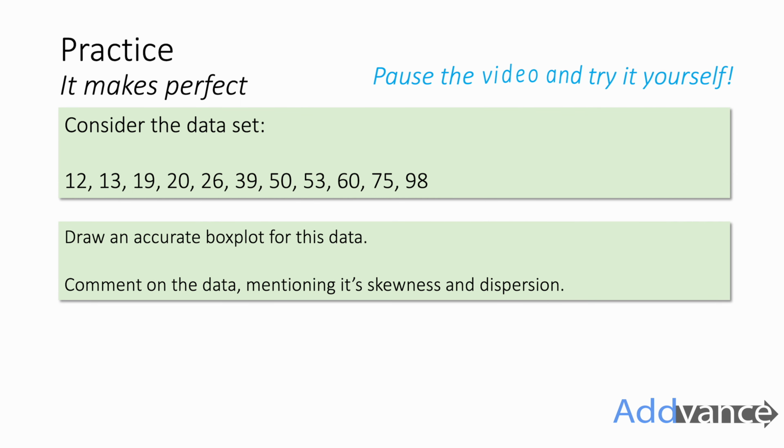Now it's time for you to have a go yourself. So I've got a data set for you to try. I'd like to draw an accurate box plot for this data. You will need a ruler and a pencil to do this accurately. You can then comment on the data, mention its skewness and dispersion. Pause the video now and try this yourself. When you're ready, I'll reveal the answers in 3, 2, 1.